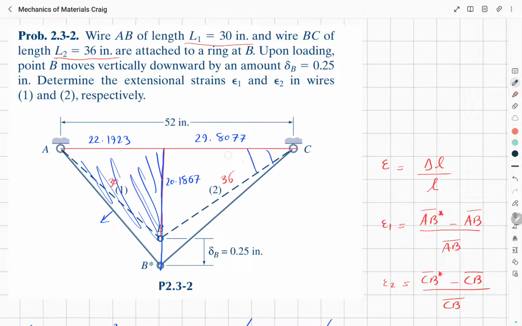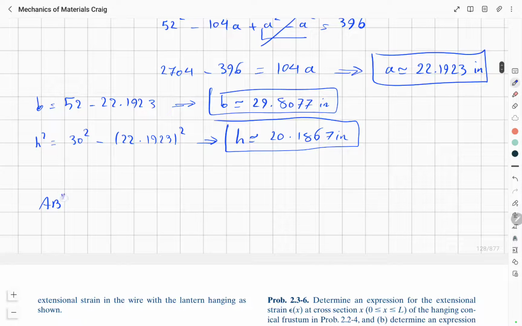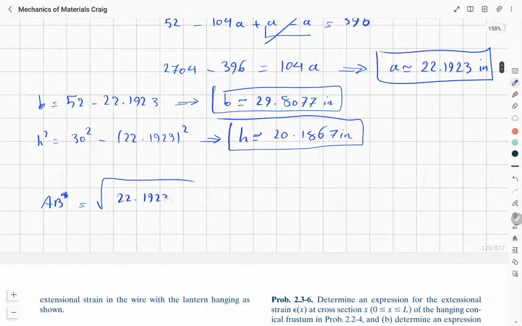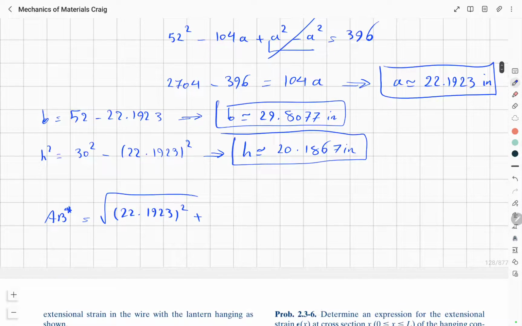Now using this triangle, we can easily calculate the value of AB star, and using this one we can calculate the length of this wire after extension. So for AB star, we can write it's the square root of 22.1923 to the power of 2 plus, so this is H and this is delta. So we have H plus delta, which is 20.1867 plus 0.25 to the power of 2.